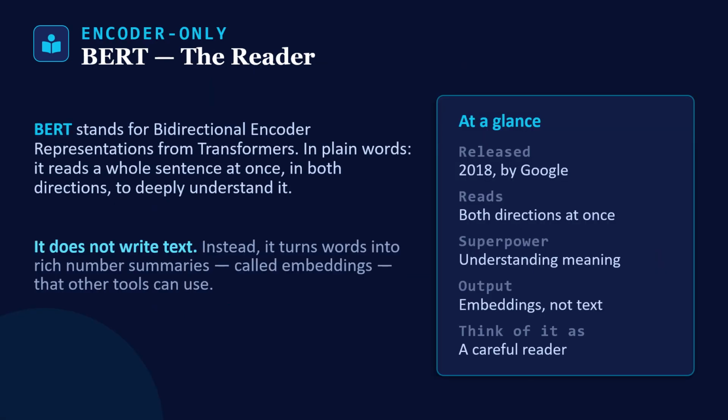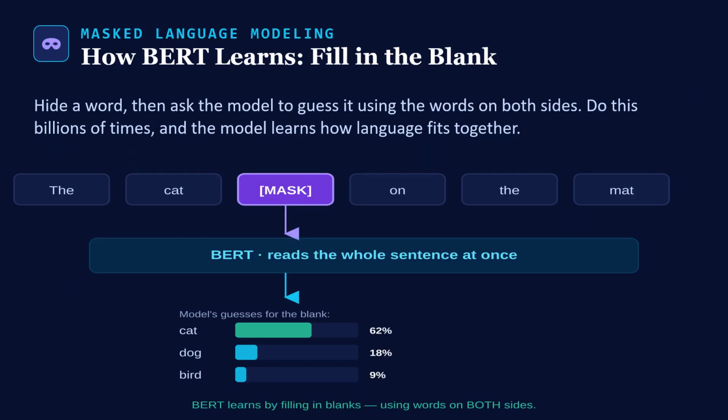Let us start with BERT. The name stands for Bidirectional Encoder Representations from Transformers. But don't worry about that mouthful. In plain words, BERT reads a whole sentence at once, looking in both directions to really understand it. Here is the important thing. BERT doesn't write text. Instead, it turns words into rich number summaries. We call them embeddings that other tools can use. Think of BERT as a careful reader who hands you a deep understanding of a sentence rather than a writer who talks back.